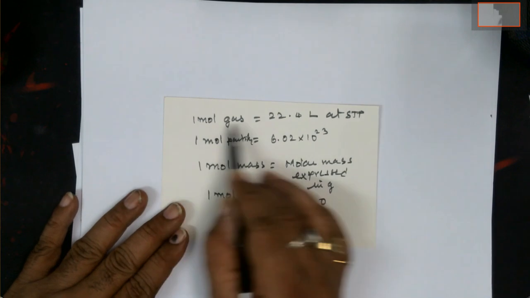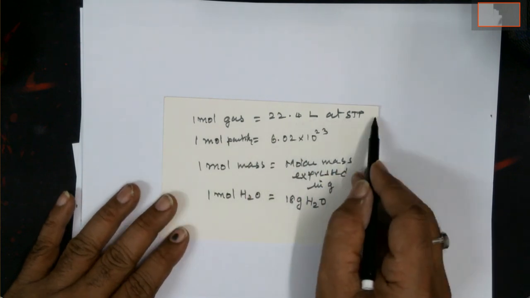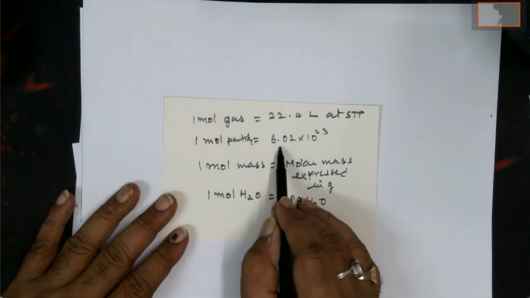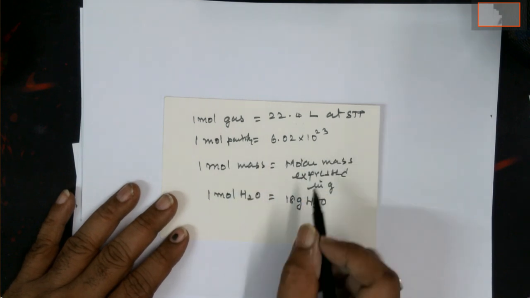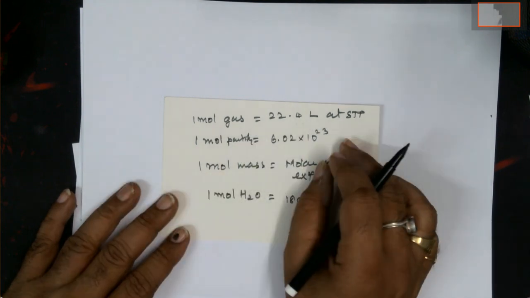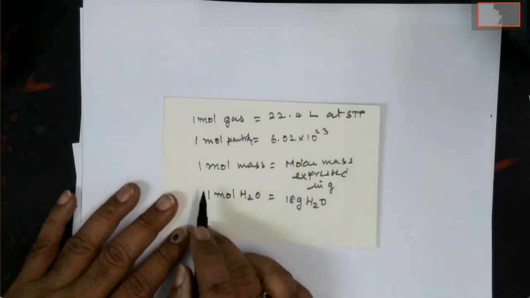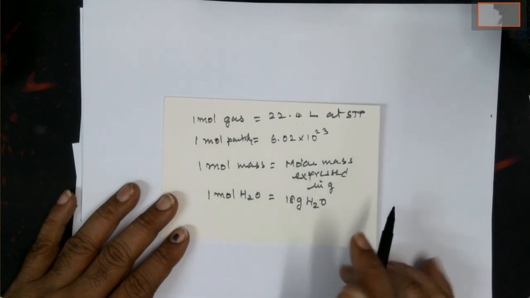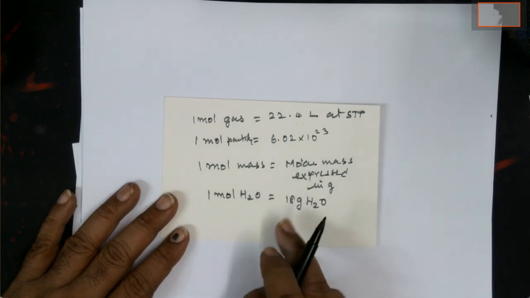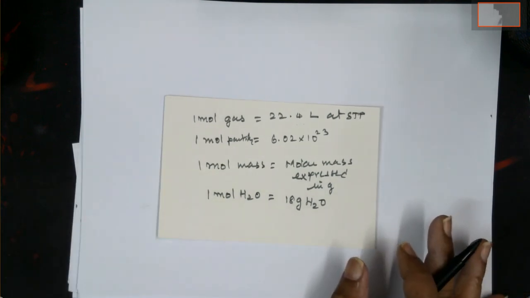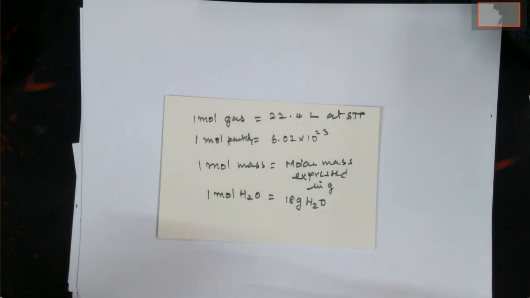Therefore, 1 mole of gas is 22.4 liter at STP. 1 mole of particles means it contains 6.02 into 10 power 23. For example, 1 dozen bananas means 12 numbers, is it not? So it's a mere number, it doesn't have any unit. Then 1 mole mass is nothing but the molar mass expressed in gram. 1 mole of water means 18 gram of water. That's all. So these are all about the mole concept, and you can anticipate various types of problems in this. Okay.